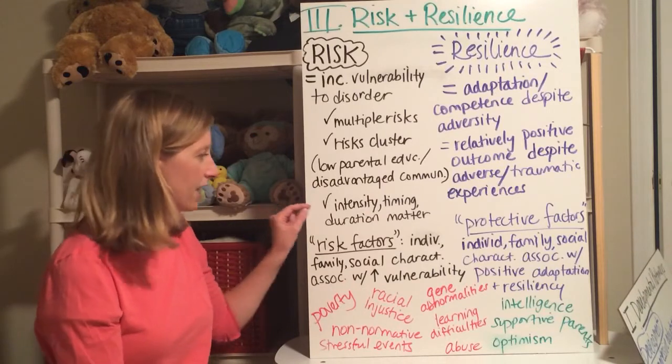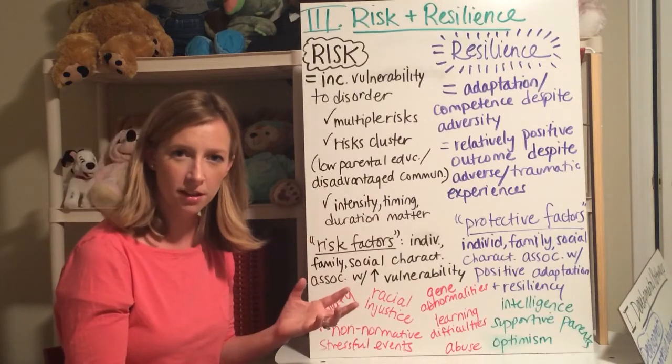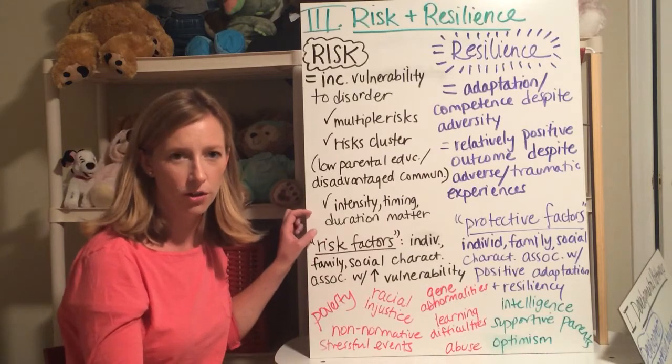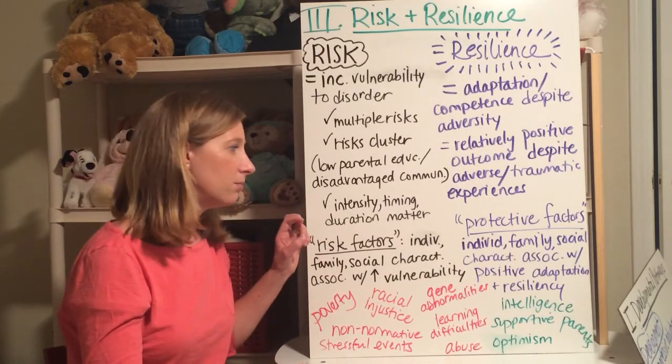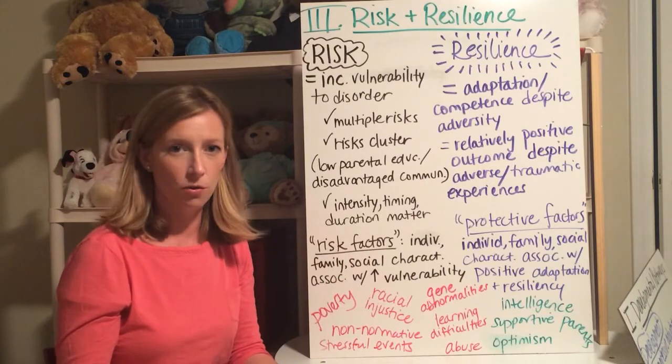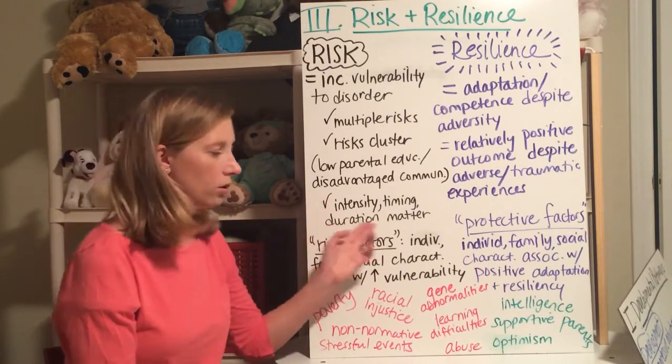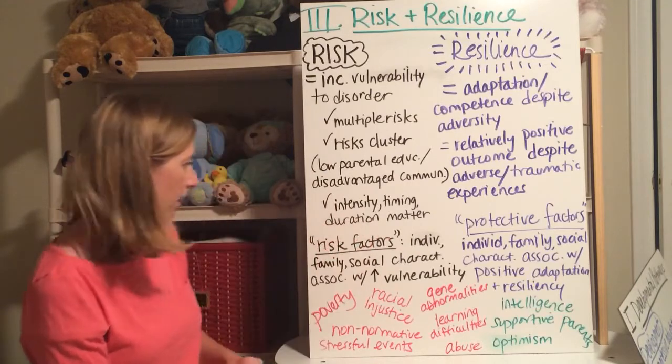We also know that the intensity, timing, and duration of the risk matters, right? For example, the age at which your parents get a divorce, we know, changes the impact of that divorce on the developing child, and how intense the stressor is, how long did living in poverty last, for example.